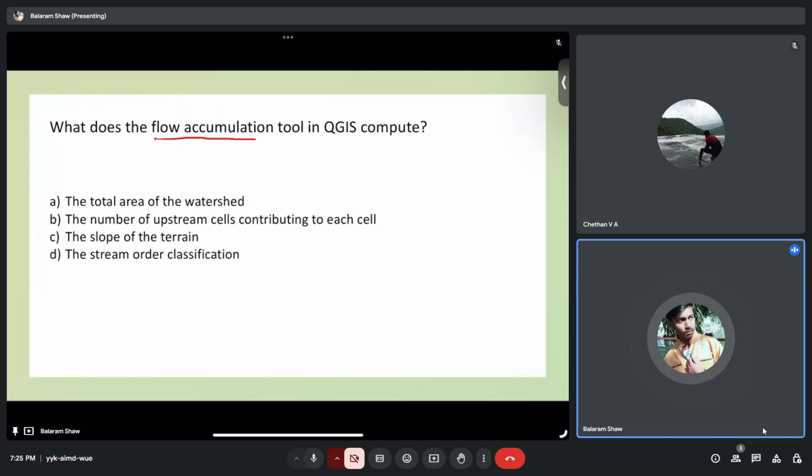to each cell. So let's say this is the watershed and this is the stream, and you are here in this cell. Now in this cell, you are using flow accumulation. So what happens? Whatever upstream cells are there, before that there are several resolution cells, right? All the flow will accumulate to here if you consider this as the outlet point or this cell. So the number of upstream cells which are contributing to this cell, we can get using the flow accumulation tool. So the correct answer would be B, that is the number of upstream cells contributing to each cell.